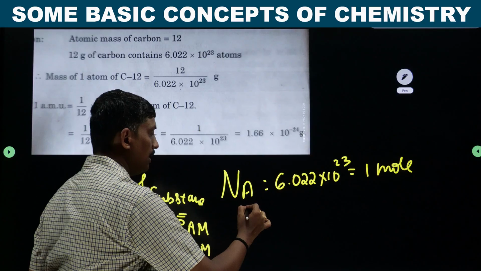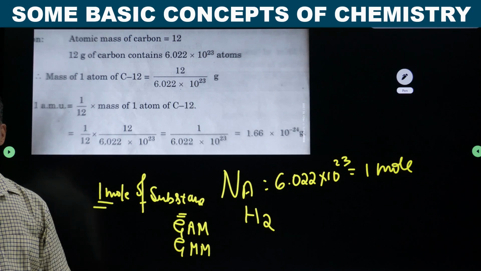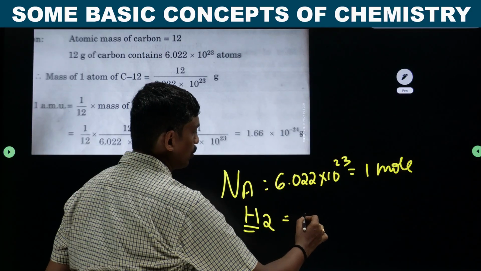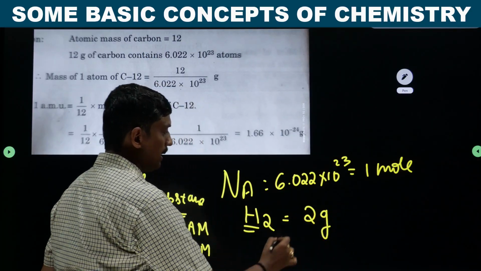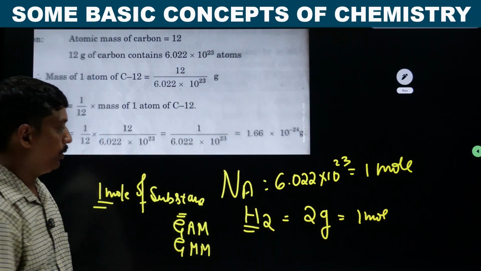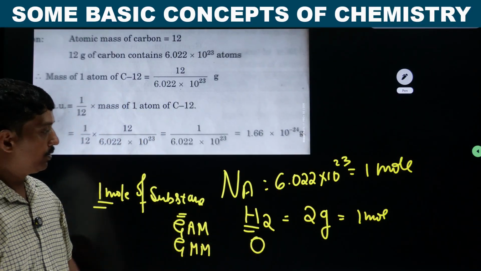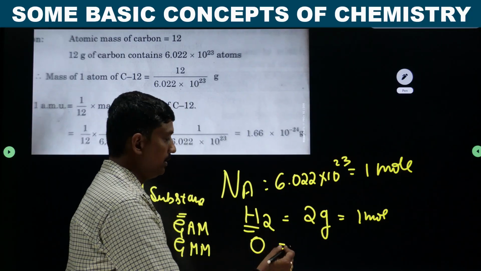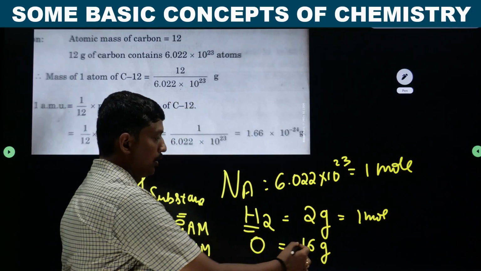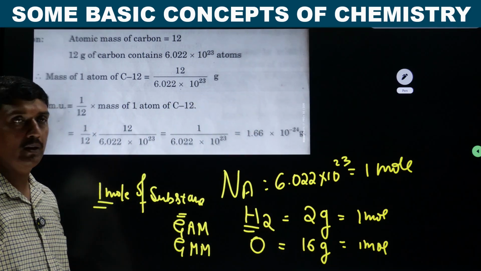Example, I want 1 mole of hydrogen, H2. How much should be taken? Very simple. Hydrogen is a molecule. Its molecular mass is 2 grams. If you take 2 grams, it is equal to 1 mole. Oxygen, look here, I have written O. O is an atom. So what is the atomic mass of oxygen? It is 16. Gram atomic mass is 16 grams. If you take 16 grams, it is equal to 1 mole.